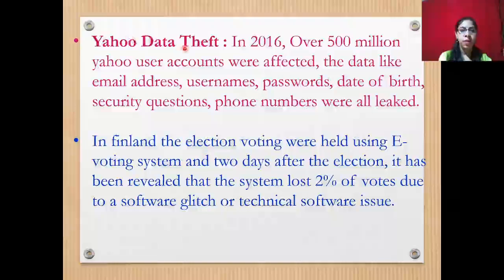Next example, Yahoo data theft. In 2016, over 500 million Yahoo user accounts were affected. Data like email addresses, usernames, passwords, dates of birth, security questions, and phone numbers were all leaked. Okay, so all this information is needed when you create a new email account. All this information was taken, leaked, and used by a third party. It was misused. So this is also because of software problems and because of not testing it properly.